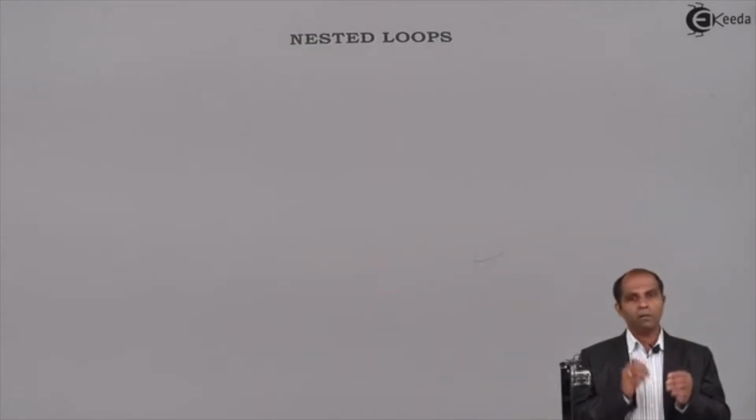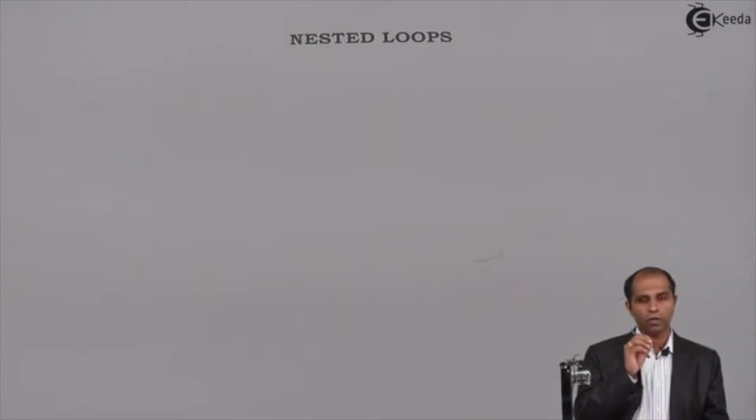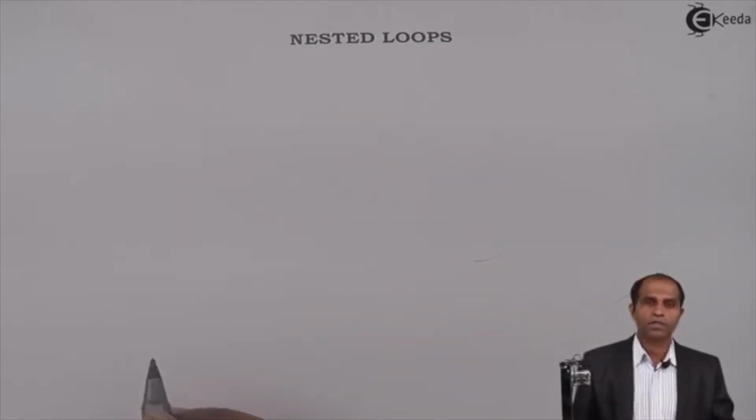Now let's see how a nested loop works. So that's the basic definition: when a loop executes inside another loop, we call that a nested loop. Let's take this particular example and try to illustrate the operation of this loop.